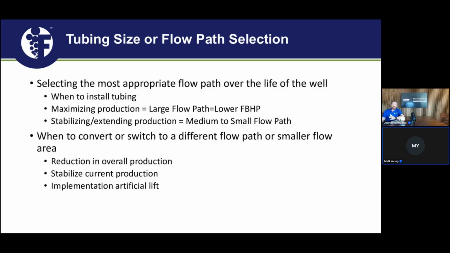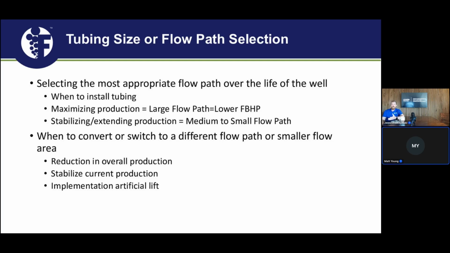If that's not your end goal on a new completion well, then your guidelines are pretty easy: put small tubing in it, choke management, and then let it flow for an extended period of time. But if you're an operator trying to maximize the production out of a new well, or trying to achieve the lowest flowing bottom hole pressure, then these guidelines and flow path selections really come into play to help us understand the best flow path: large tubing, annular flow with small tubing, some of the different applications there, again to maximize that production and achieve the lowest flowing bottom hole pressure for either a naturally flowing or a gas lift well.